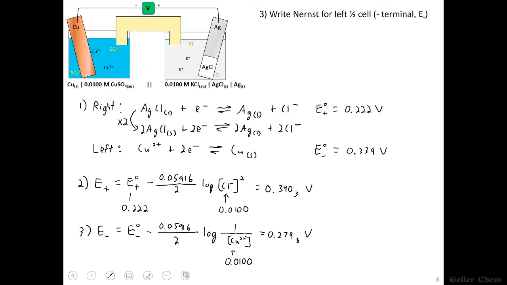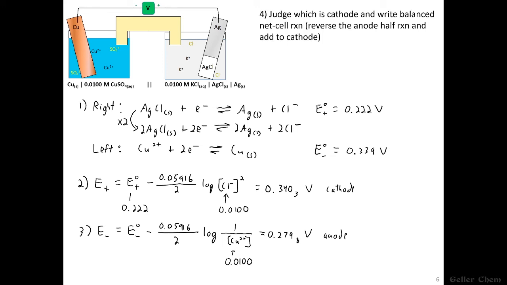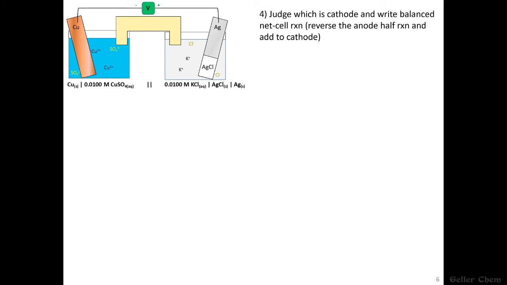So which of these is actually the cathode based on the correct voltages? And the answer is the cathode is actually hooked up to the positive wire and the anode to the negative. And with that information, we can do step 4. Judge which is the cathode and write the balanced net cell reaction. So let me make some room by erasing all this. Okay, step 4. Some of this you've already written, but we're just going to write it again.